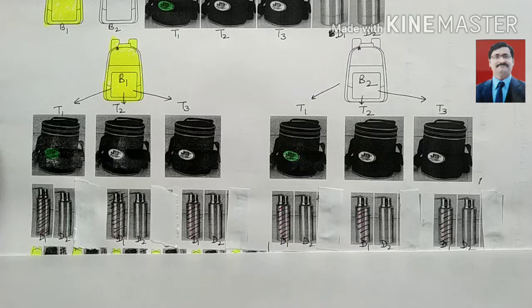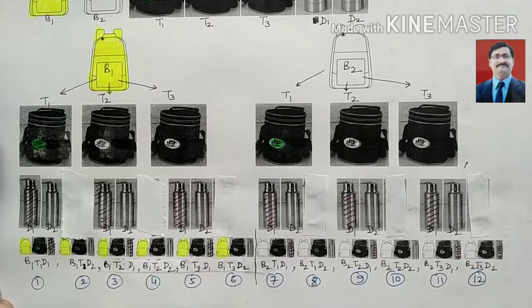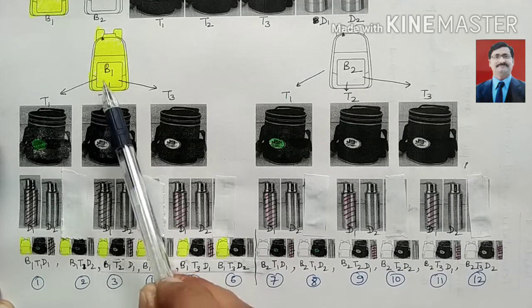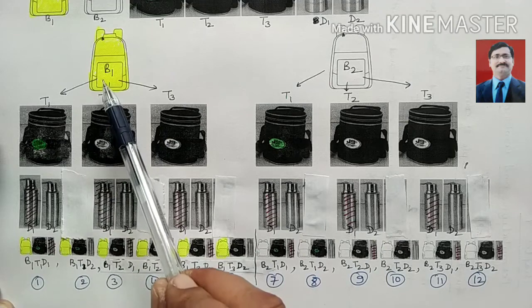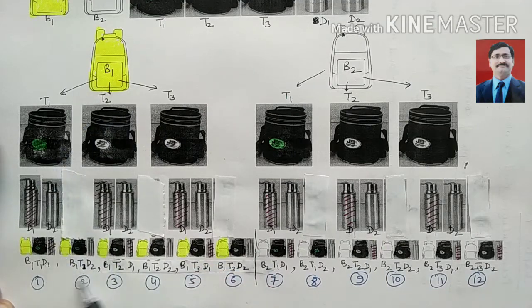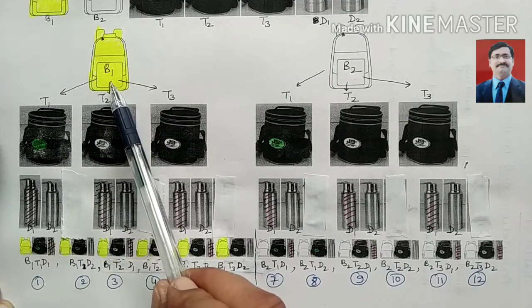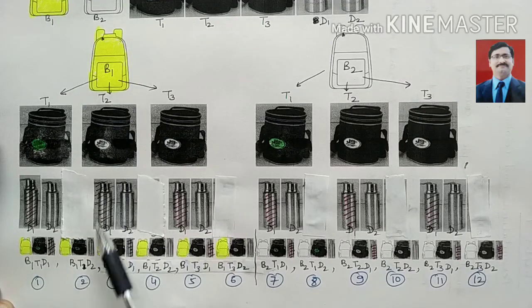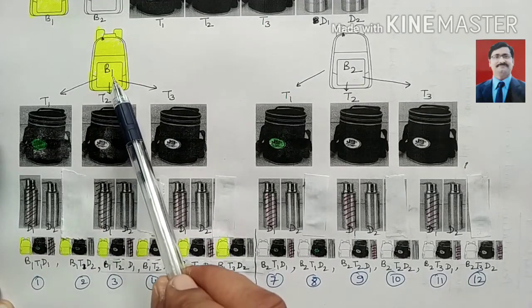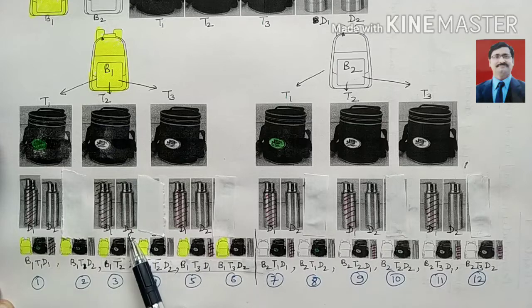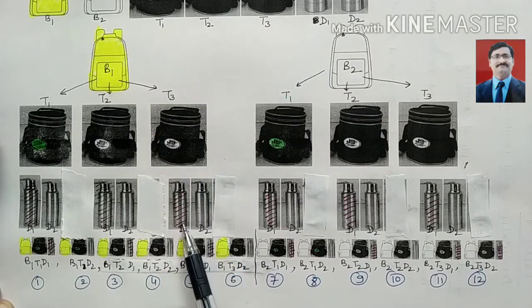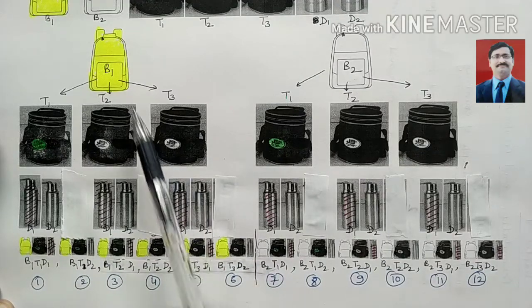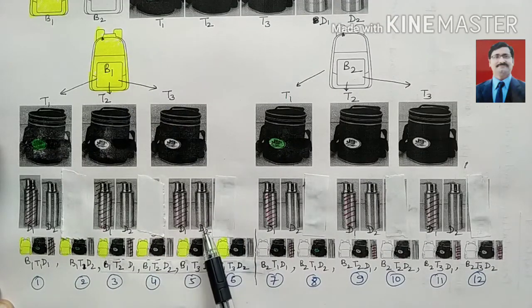Okay, so now we have the total here. These are B1, T1 and D1. Second is B1, T1 and D2. Third is B1, T2 and D1. Fourth is B1, T2 and D2. Fifth is B1, T3 and D1. Then sixth is B1, T3 and D2.